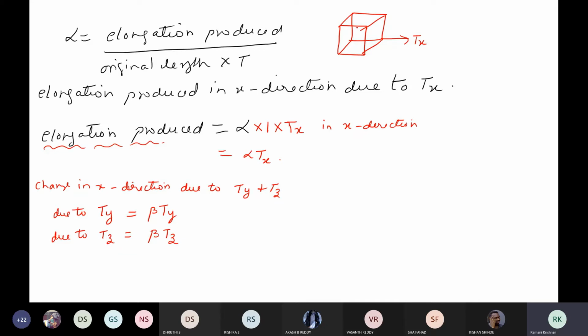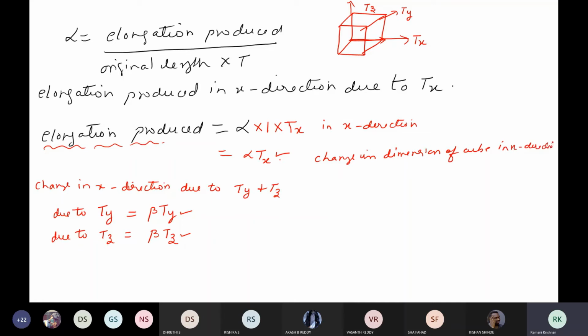So in this condition, what is happening? We wrote Tz, and this is Ty. These are acting perpendicular to Tx, so they will cause compression, and this will cause elongation. So this is alpha Tx, this is beta Ty in the same x direction, and beta Tz. Okay, so what is the total change in length along the x direction now? What is the change in dimension of the cube in the x direction?